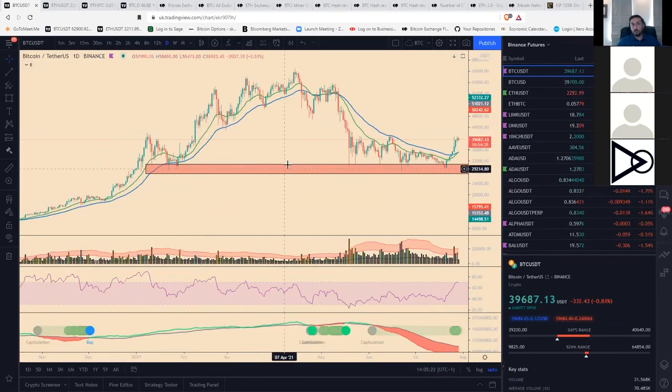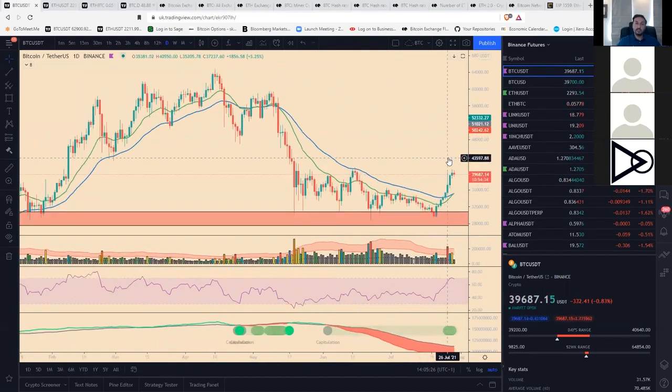As we can see, we're kind of range bound at the minute between 40 and 30K. What's good to see is some volume returning to the market, which we see here in these red channel bars. We've got some volume returning, which is good.